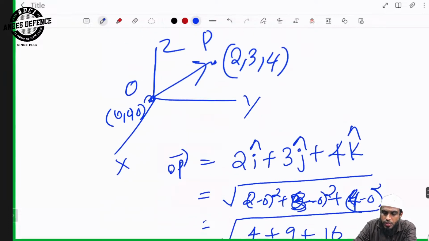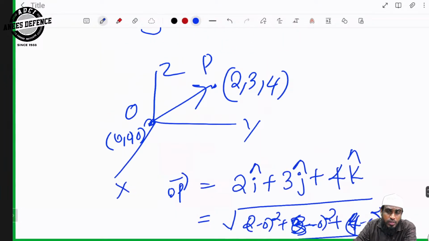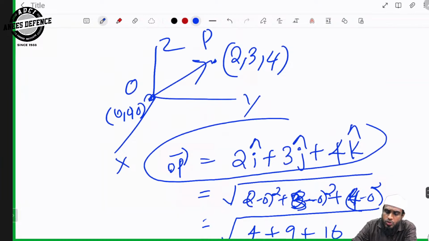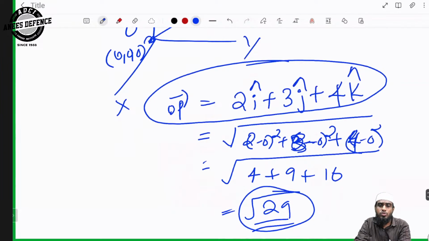So this point is with respect to origin. So we can call it the position vector of OP is 2i plus 3j plus 4k, and the magnitude of OP is root of 2 square plus 3 square plus 4 square, that is root 29.